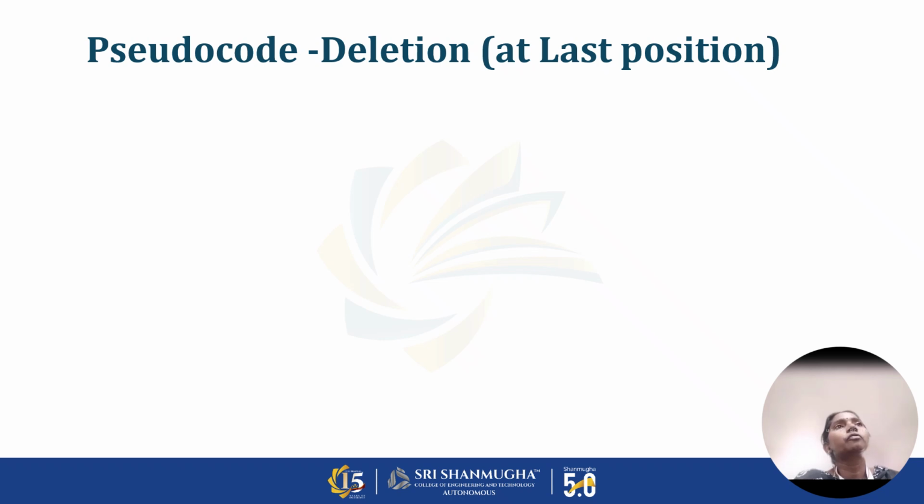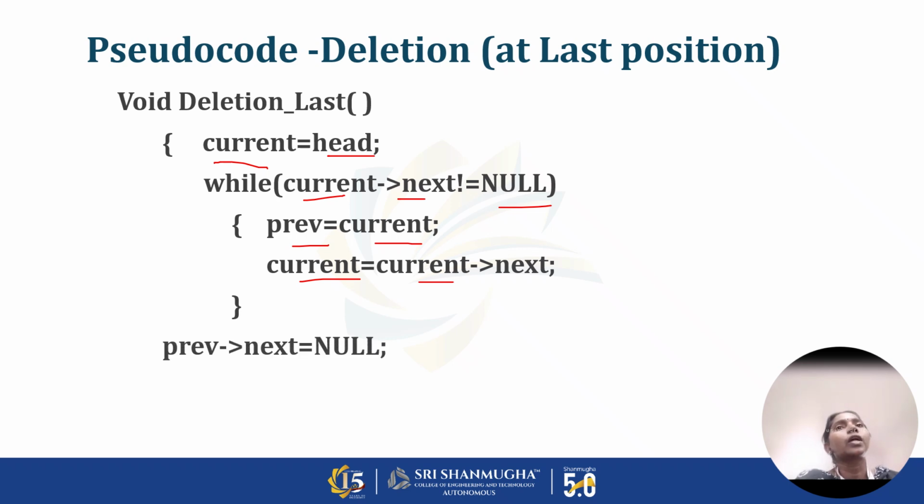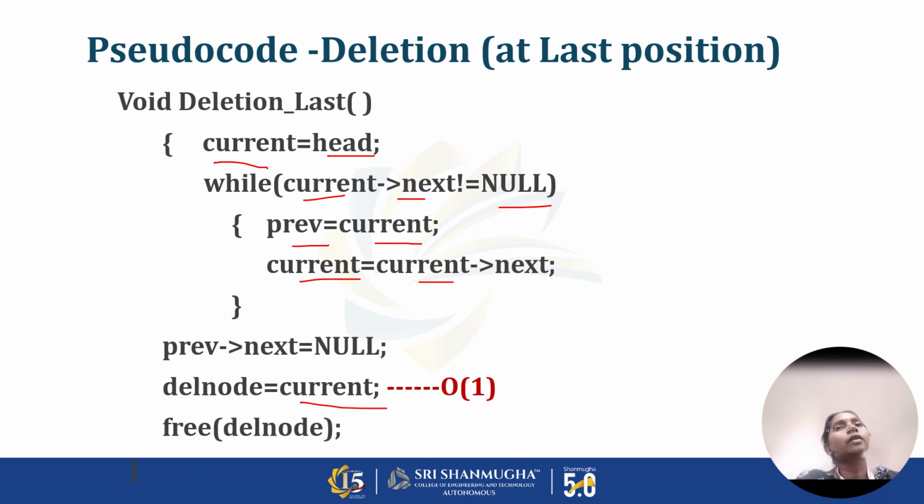And the pseudocode for deletion at the last position is: void deletion last, and current is equal to head. While current's next is not null, previous is current, and current is equal to current's next. And previous's next is null, that is null. And delete node is the current node. That means O of 1. And free the delete node. Lastly, the delete node should be deleted here. And this is O of n.